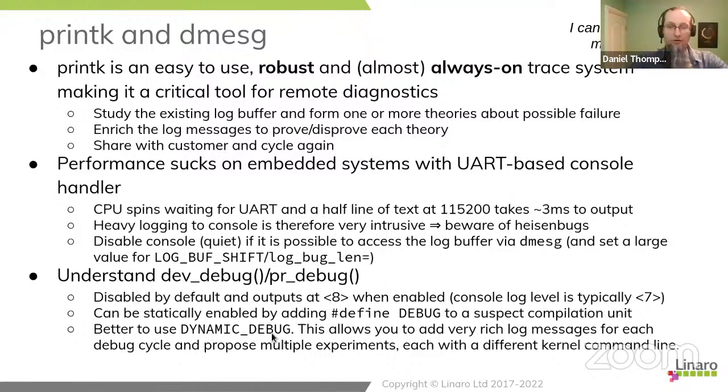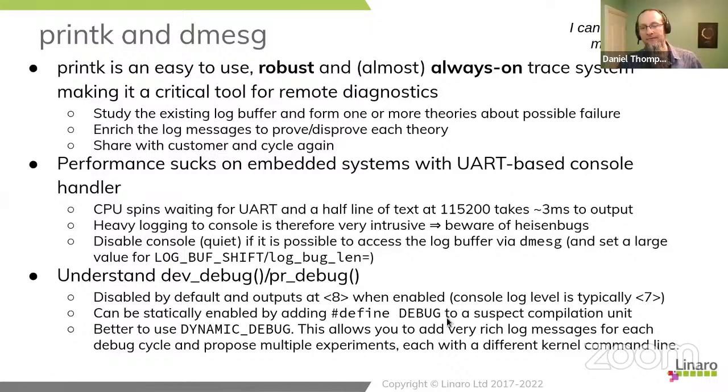By turning on dynamic debug just across the board, you can add lots of very rich log messages for every debug cycle. You can even have multiple experiments where you say, okay, turn this on, which is going to give me lots and lots of information, but it might cause Heisenbugs, or it might cause the system not to work. So you can also run with these combinations of kernel command lines to subset the different experiments. You can run multiple experiments with the same kernel binary, which again allows you to cycle through with your customer more quickly.